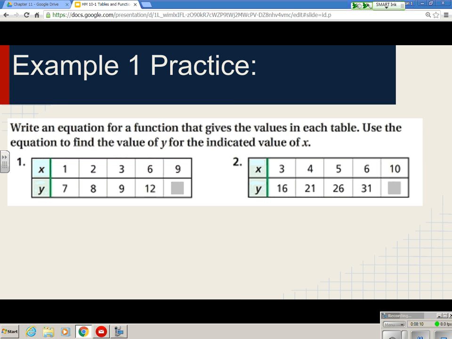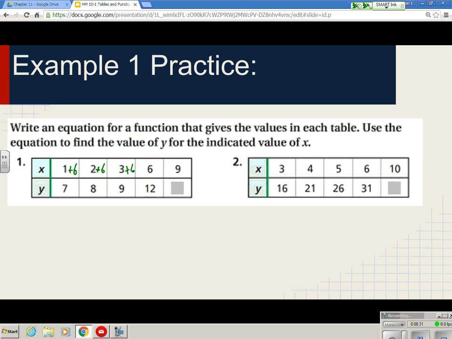I think it's pretty simple to see what we can add by. 1 plus what gets us 7? Well, that would be 6. Okay, let's see if that works the second time. 2 plus 6. Well, that gives us 8, so that seems to be working. What if we did 3 plus 6? That gets us 9. So now we've already found our equation.